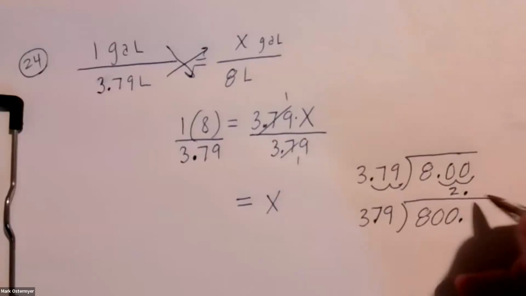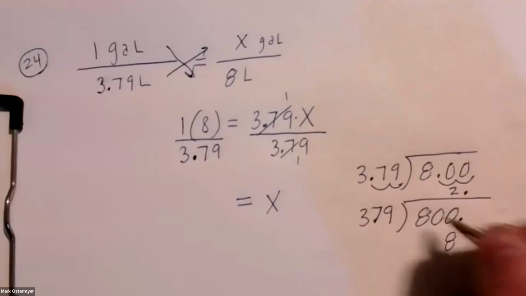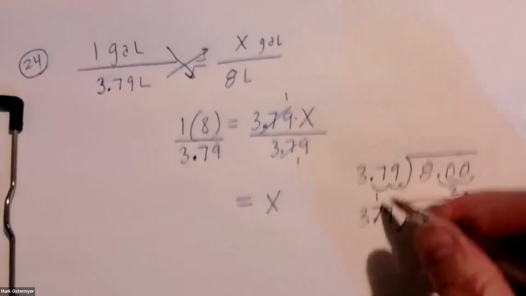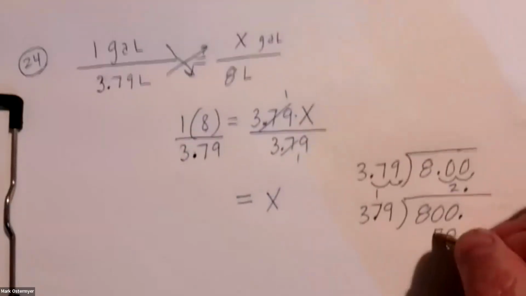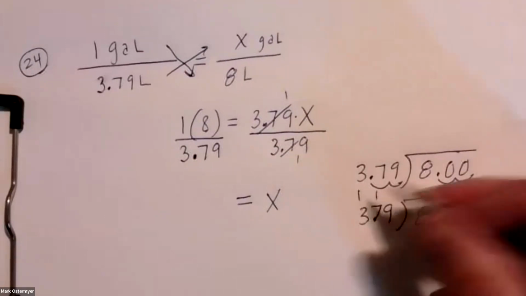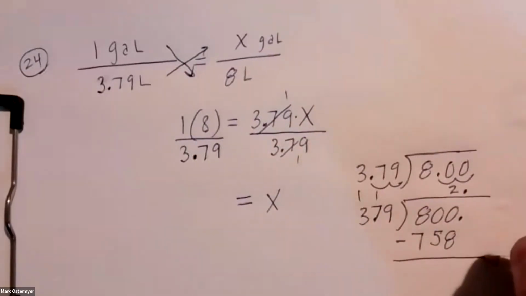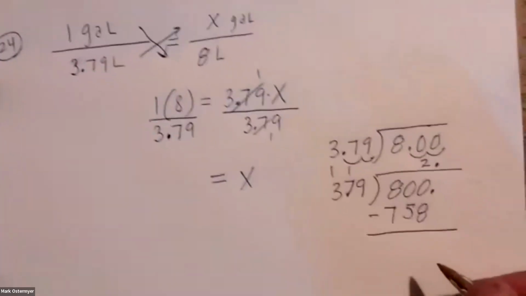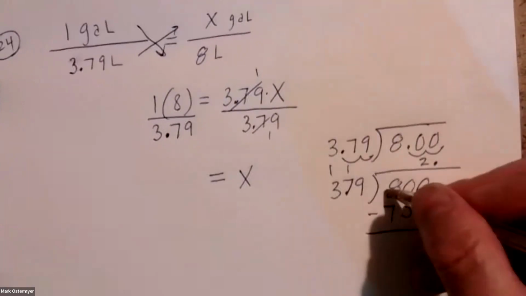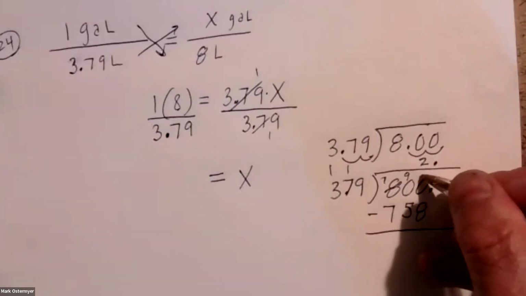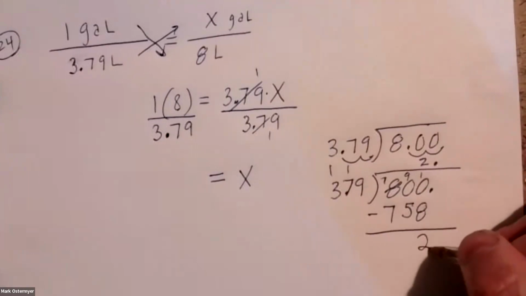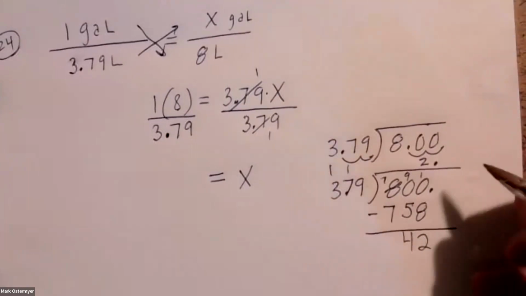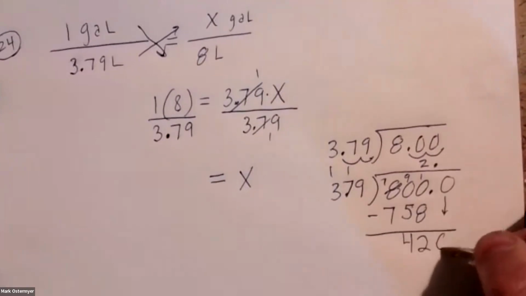I think 2 times, right? Yeah, she said to go with the smaller number first. 2 times 9 is 18. Carry the 1. 2 times 7 is 14 plus 1 is 15. Carry the 1. 2 times 3 is 6 plus 1 is 7. Okay, now we subtract. What's 800 minus 758? Well, when in doubt, work it out. So we get 42. Add a 0, bring it down, 420.